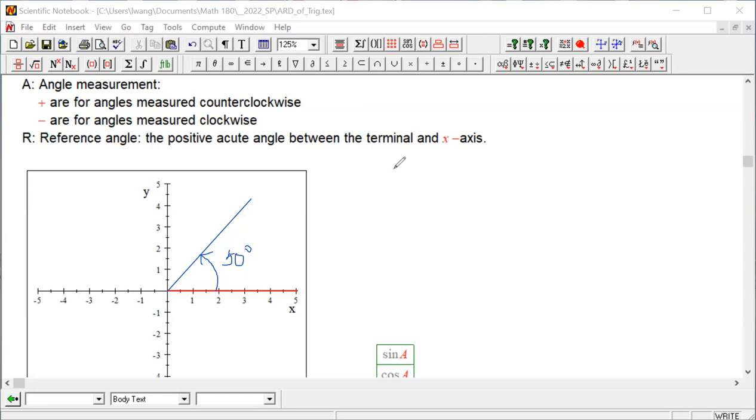Okay, let's look at another example. Suppose I measure another angle over here, counterclockwise, and the terminal is right here. Suppose this angle is say 140 degrees. It doesn't look like 140 degrees. Let me make a better estimate. Say make it 160 degrees. How about that? I'm just going to give an example. 160 degrees.